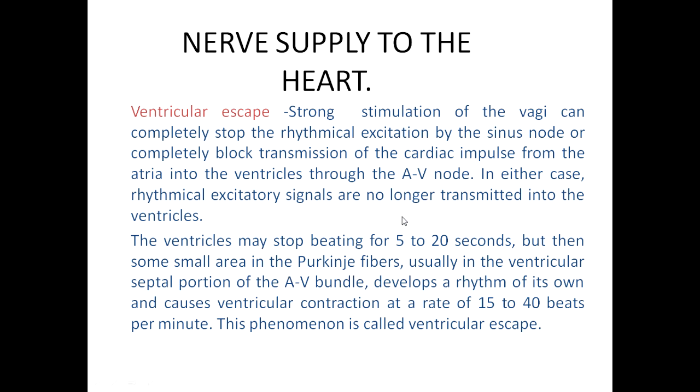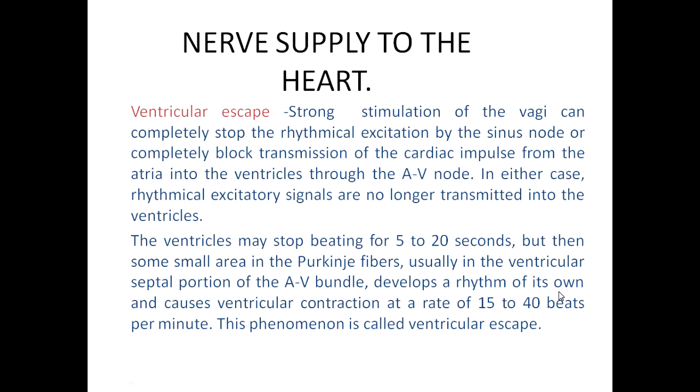This AV node branches into Purkinje fibers to supply either part of the ventricles. Usually in the ventricular septal region, on either side of the ventricular walls, these Purkinje fibers are present. Here, a small area in the Purkinje fibers, located in the septal portion of the atrioventricular bundle, develops a rhythm.